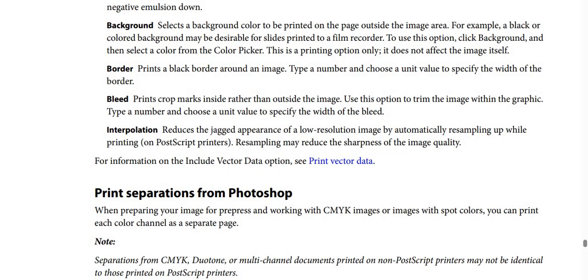So what about background? Background means that you select the background color to be printed on the page outside the image area. For example, a black or colored background may be desirable for slides printed to a film recorder. To use this option, by the way, you should click Background first, and then select a color from the color picker. This is a printing option only. It does not affect the image itself.